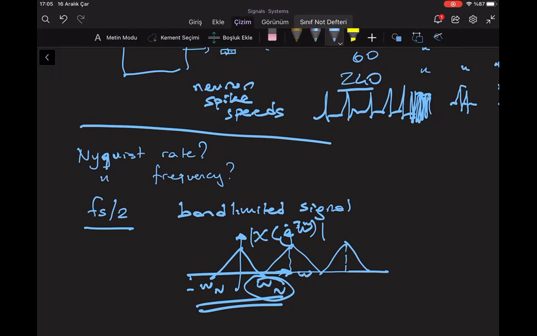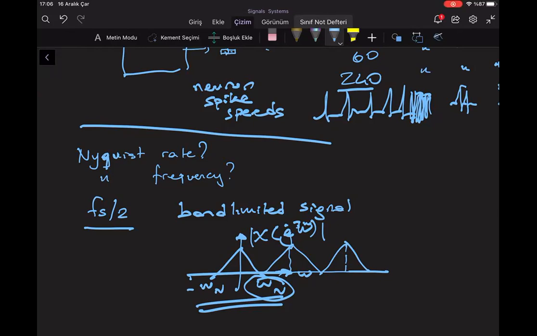What do I mean by highest frequency in the signal? Hocam, we can represent the signal with different sinusoidal signals, pure sinusoidals, and they all have different frequencies and different amplitudes. So the highest frequency sinusoidal is omega n. Very nice, very nice. Thank you very much, Mustafa.